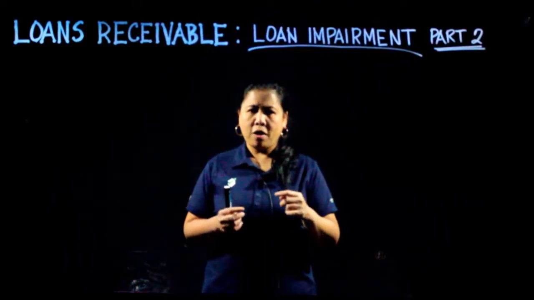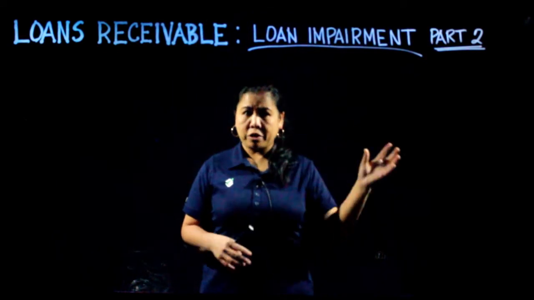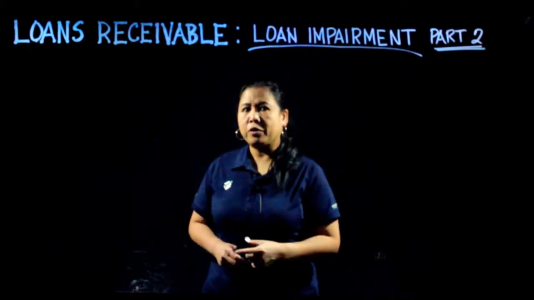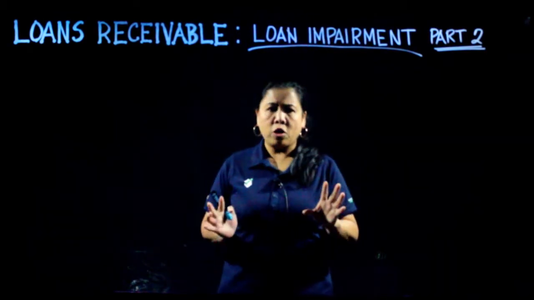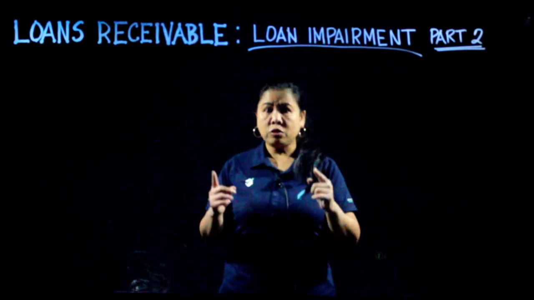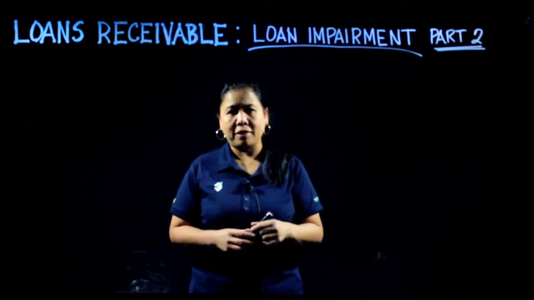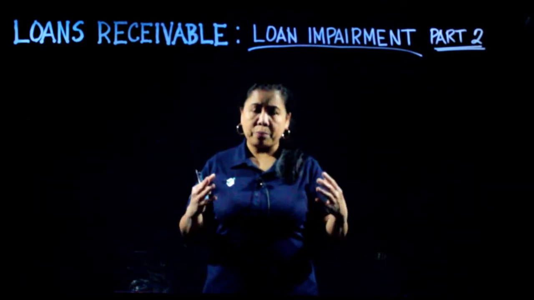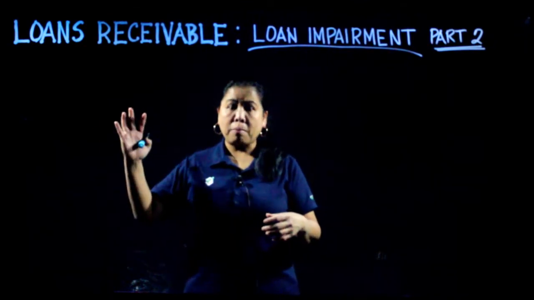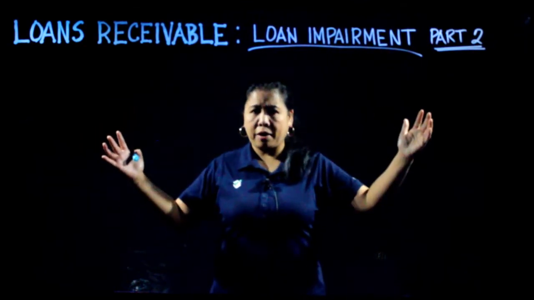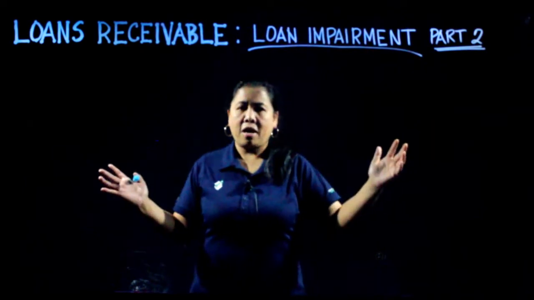Alright, so ito ang ating Loan Impairment Part 2. So kung hindi mo pa napapanood ang Loan Impairment Part 1, ito ay continuation po ng ating Part 1. So dito sa Part 2, ang gagawin natin is magso-solve tayo ng problem from the grant date, anong mga entries ng bangko up to the time of the last payment ng borrower.